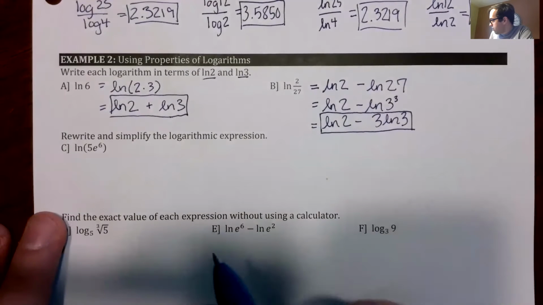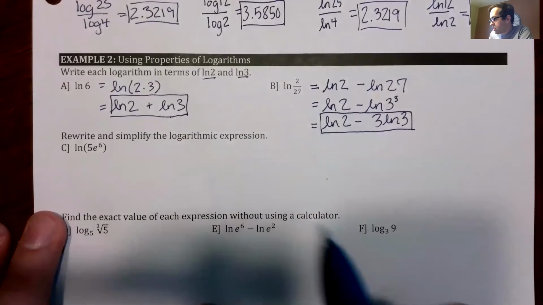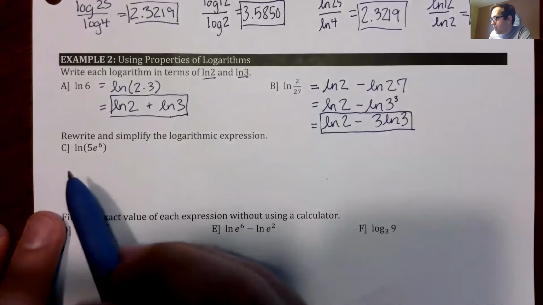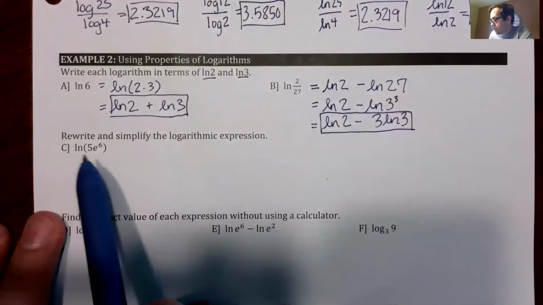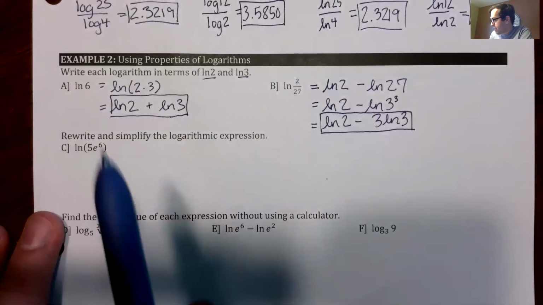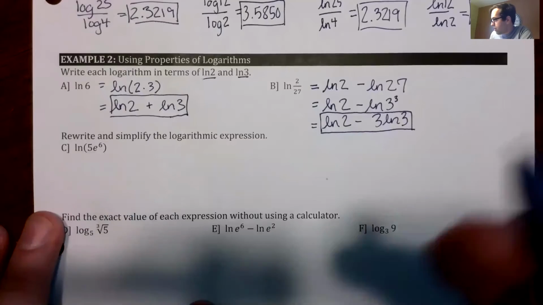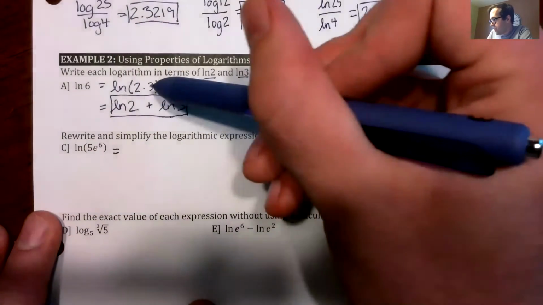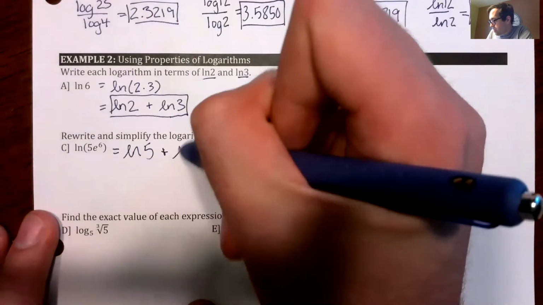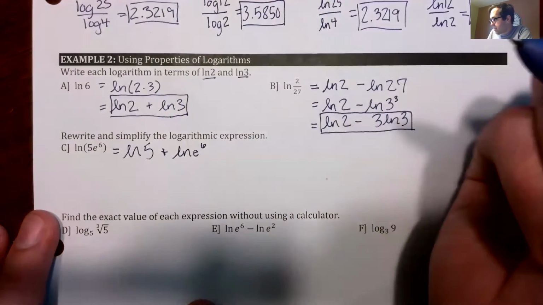Let's try letter C. Rewrite and simplify the logarithmic expression. Now this question isn't super, the directions aren't super helpful, right? It's not very specific. So I'm going to guide you through what I'd like you to just see is possible in this question, but don't worry too much about the directions. So the first thing that we're going to do is separate the 5 and the e to the 6. So since these two things are multiplied together inside of a natural log, just like we did in letter A, we're going to rewrite this as the natural log of 5 plus the natural log of e to the 6th.